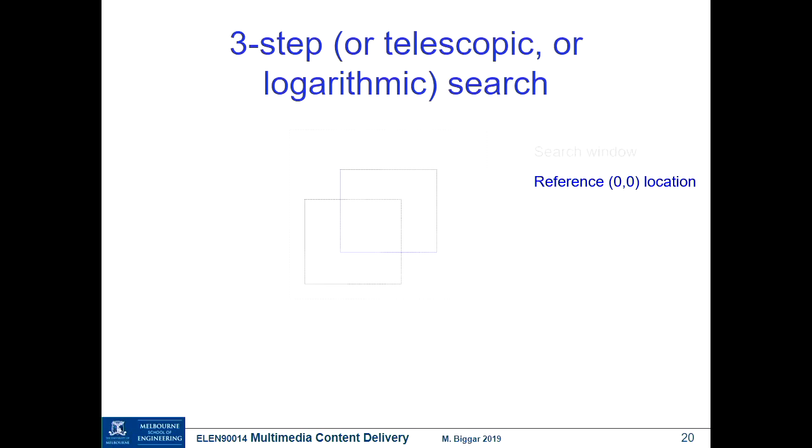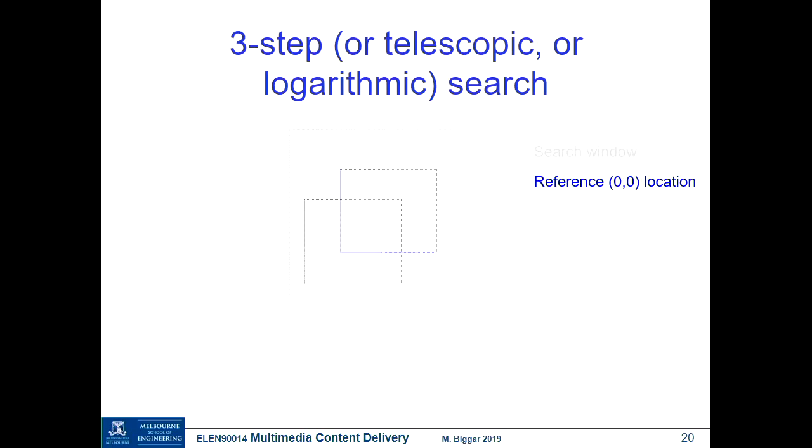Why 9? Well, we take the centre one, and then we do upper left, upper middle, upper right, left, centre, right, lower left, lower centre, and lower right. And we find the best of that set. Okay, that's not our final location, but that's our new reference from which we try to zero in. We try to then search more accurately.